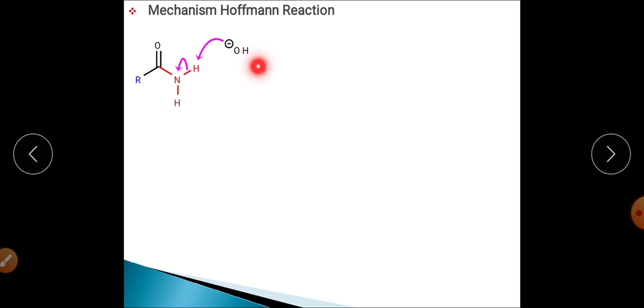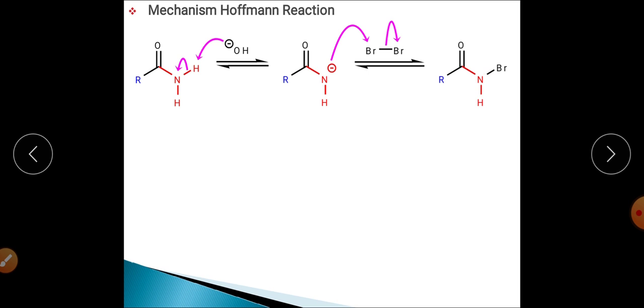So the OH negative first of all will abstract the proton from this amide, and deprotonation will happen in the first step. When deprotonation happens in the first step, it will get converted into N negative. After formation of this N negative, reaction takes place with bromine, and this nitrogen negative will attack this bromine, and this will get converted into N-bromoamide.